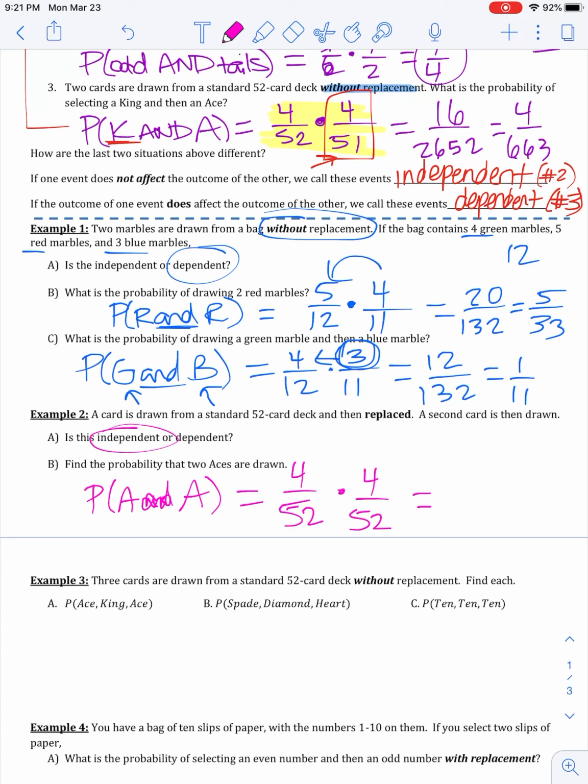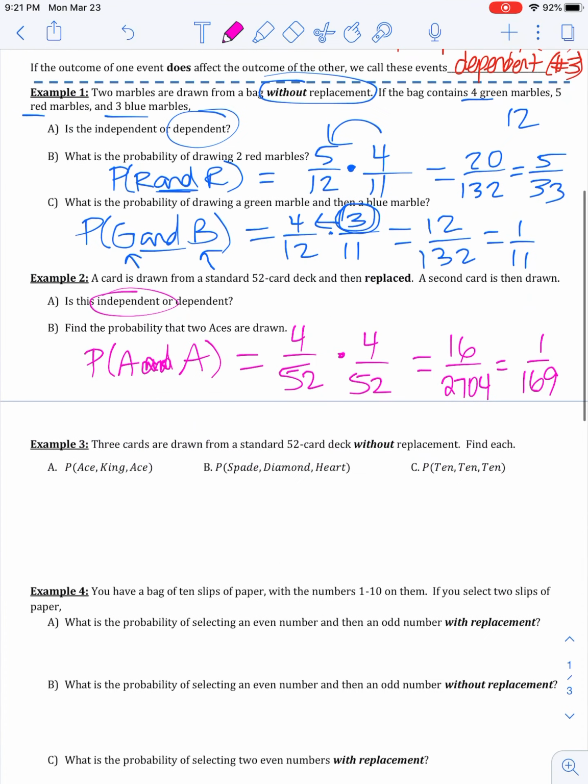So that's the important part of the problem, that you know you're doing 4 over 52 times 4 over 52. If you get out your calculator and multiply, this would be 16 over 2,704. That reduces to 1 over 169. Pretty unlikely, less than 1% chance that you're going to pick an ace and then another ace out of all 52 cards.